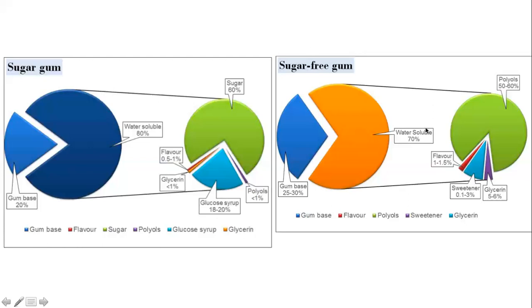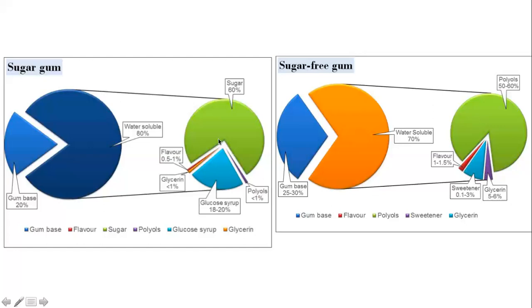When it comes to sugar free gums, here you can see the gum base is a little bit higher than in sugar gums. It's 25 to 30. The water soluble matters are around 7. So as I told you earlier, here we have to use different types of sugar substitutes, polyols around 50 to 60, and other agents are somewhat around 5 to 6%.